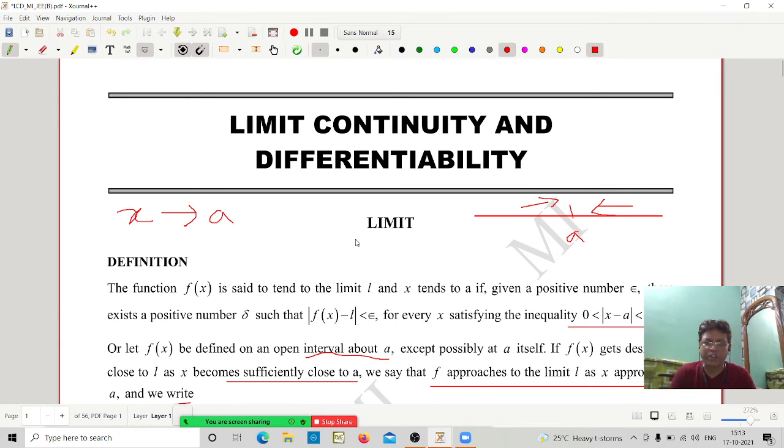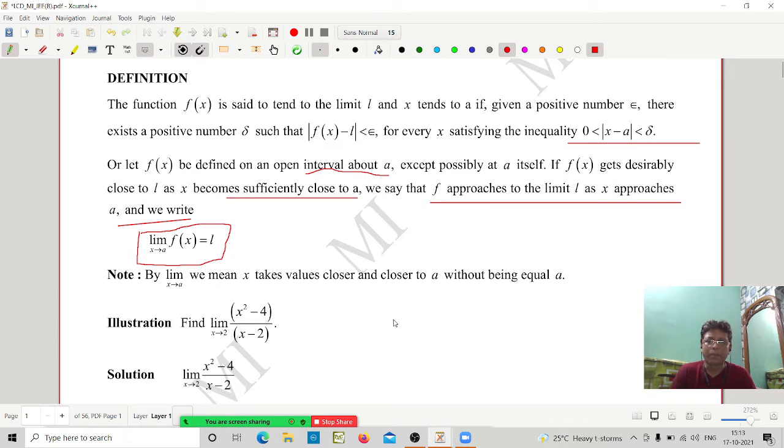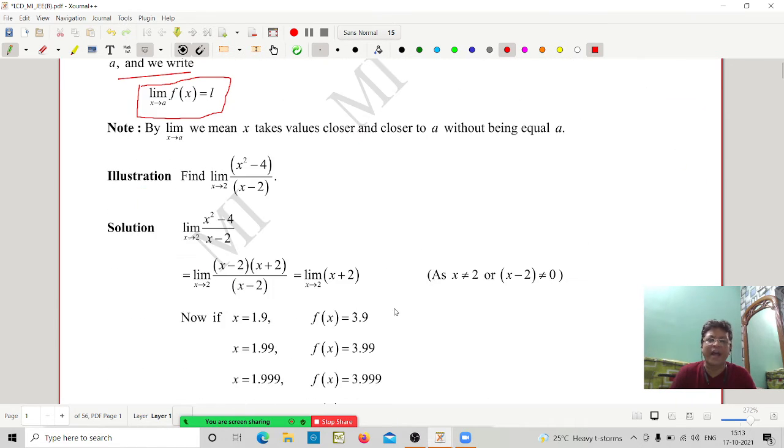Now, what is the functional concept? The functional concept is this: limit x tends to a f(x) equal to L. So this is the famous epsilon delta definition. Maybe it looks very complicated, but let me explain in a diagram.